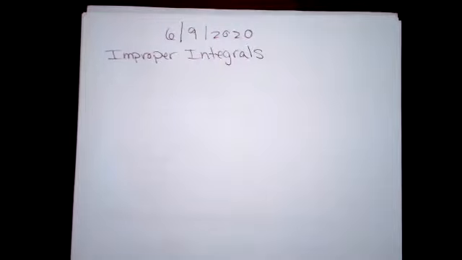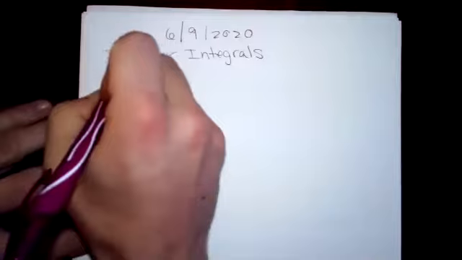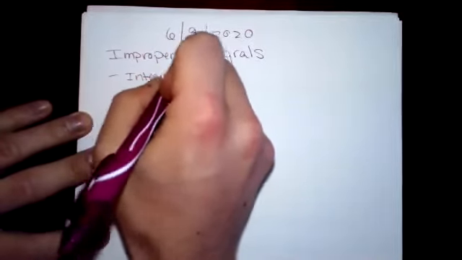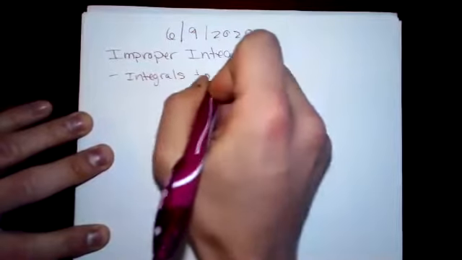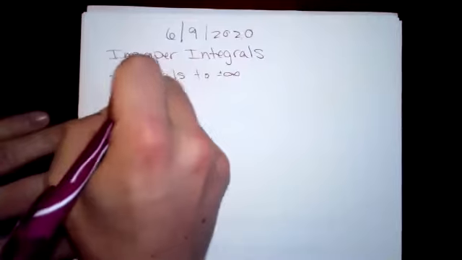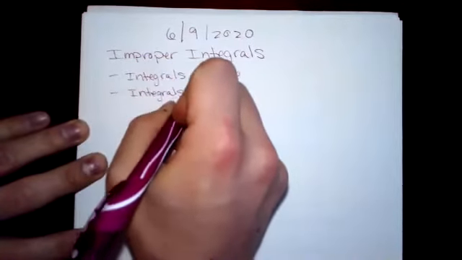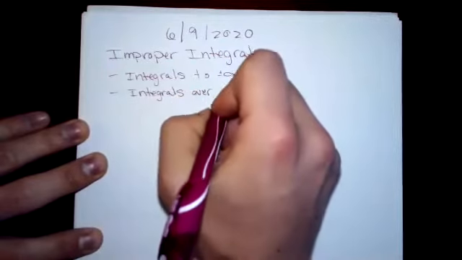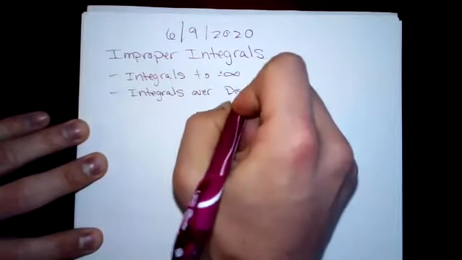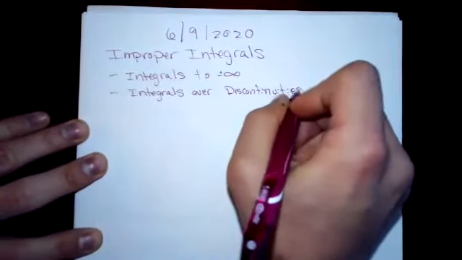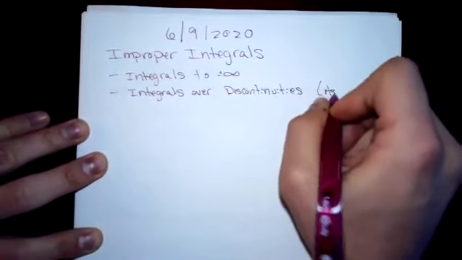Okay, so improper integrals are going to be either integrals to plus or minus infinity, or integrals over discontinuities. And in particular, asymptotes.